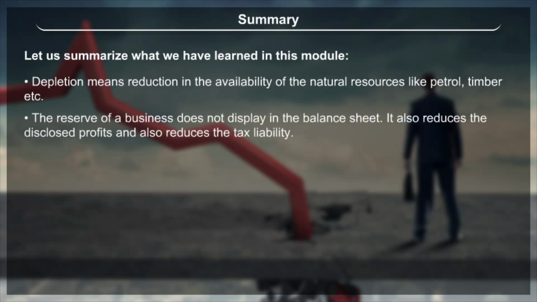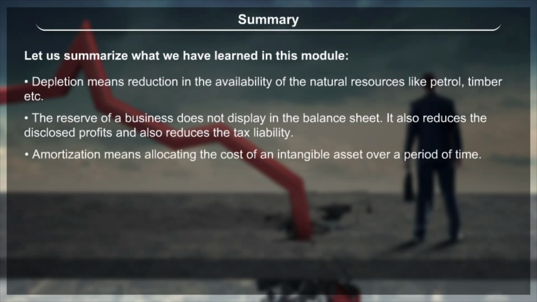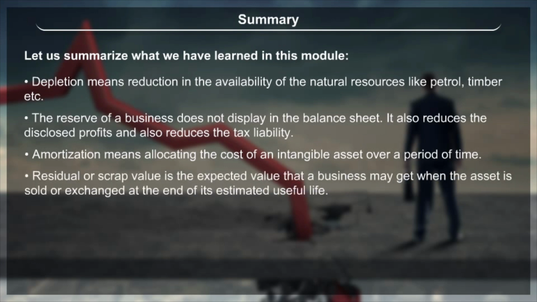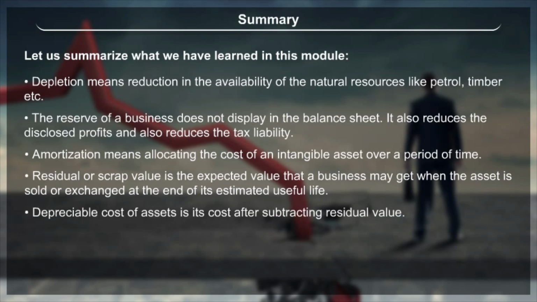Residual or scrap value is the expected value that a business may get when the asset is sold or exchanged at the end of its estimated useful life. Depreciable cost of an asset is its cost after subtracting residual value. Straight line, as the name implies, assumes that the asset is being used equally in its complete useful life. In written down value method, depreciation is calculated on the book value of the asset.